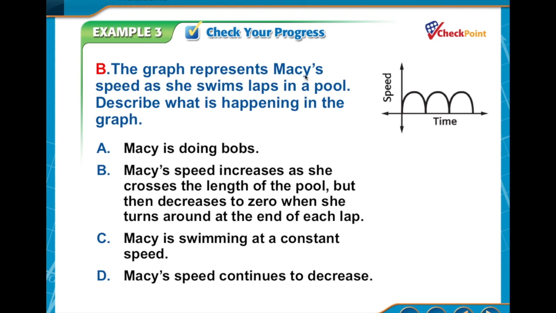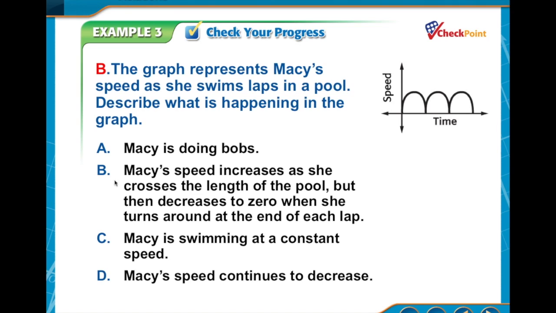3B, this graph represents Macy's speed as she swims laps in a pool. Same thing though, we want to describe what's happening in the graph. So as we look at this graph in words, what is happening? She's swimming laps in a pool. Her speed over time goes up and goes down. It increases and goes down, increases and goes down. So it looks like her speed is definitely not constant. So C is wrong. Her speed doesn't continue to decrease. It goes up and down, so D is wrong.